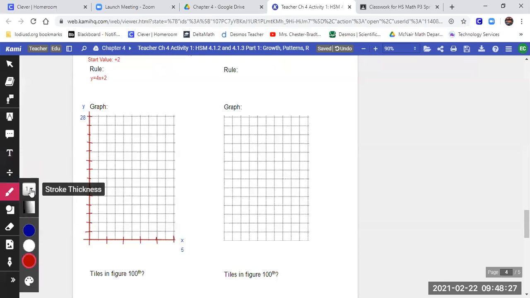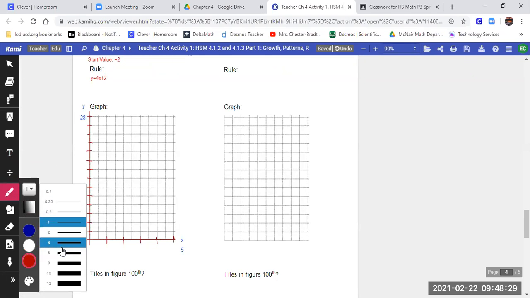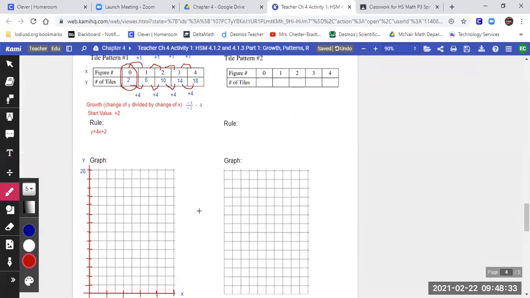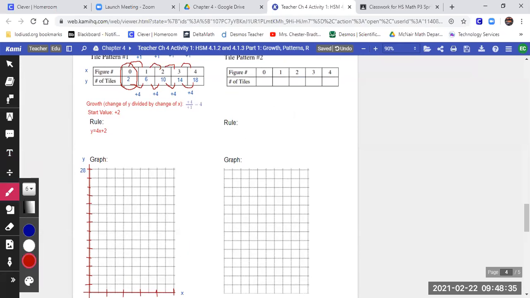Now we're going to put our points on the graph. I recommend a 4 or a 6, so when you do your dot, it shows. Okay, when X is 0, Y is 2. Remember, each Y is worth 2, so we only go up 1 line. Oh, I want to change that to blue, so it shows differently.